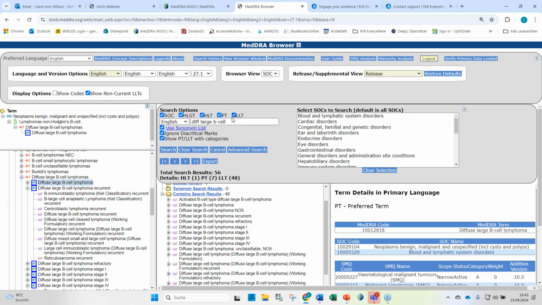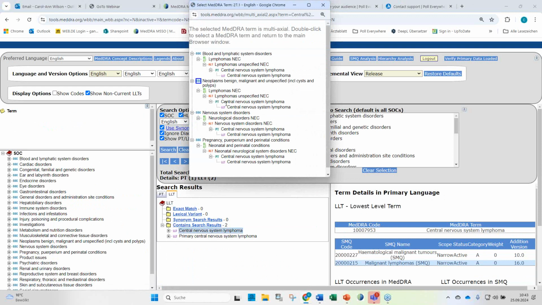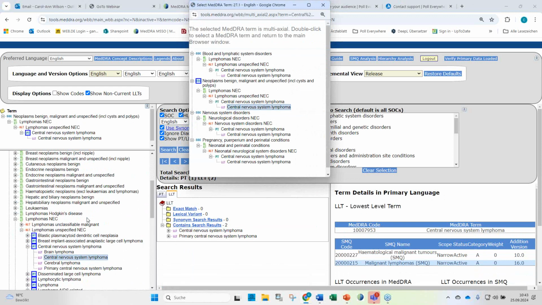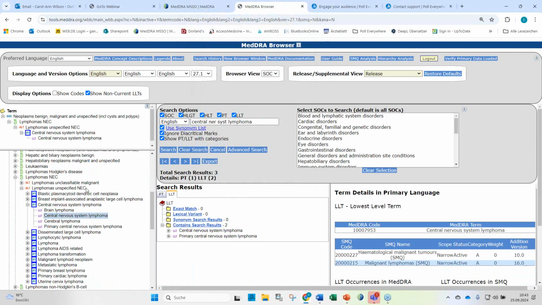So now let me look for central nervous system lymphoma. Here we are, central nervous system lymphoma. Go to browser. It's grouped under lymphomas unspecified, NEC, not elsewhere classified. And underneath we find the LLTs brain lymphoma, cerebral lymphoma, and primary central nervous system lymphoma.